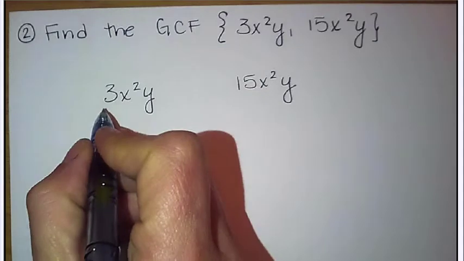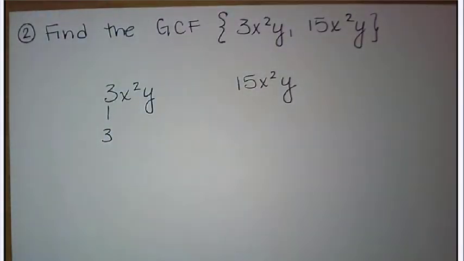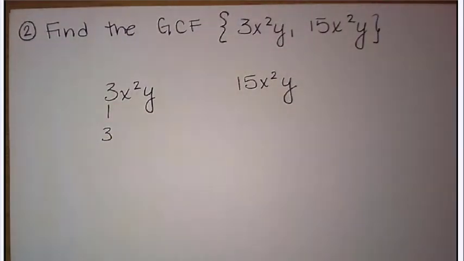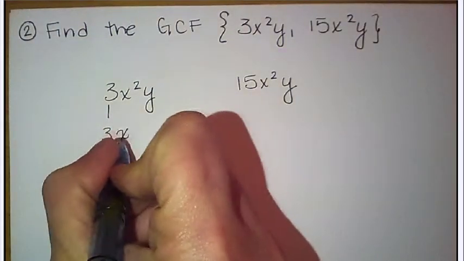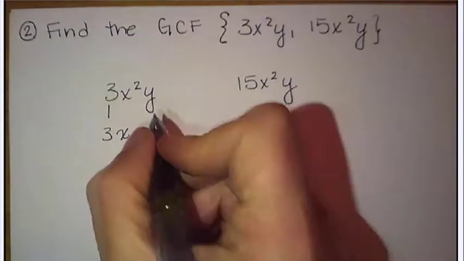And 3 is already prime, so I'm just going to draw a line down and put a 3. I don't really need to prime factor it because it is a prime number. Now let's talk about the variables, starting with x squared. Remember, when we see the squared, that means we're multiplying something times itself. So x squared is the same thing as writing x times x. And what I want to do is break them down because I want to see how many they have in common. And then we have a single y.